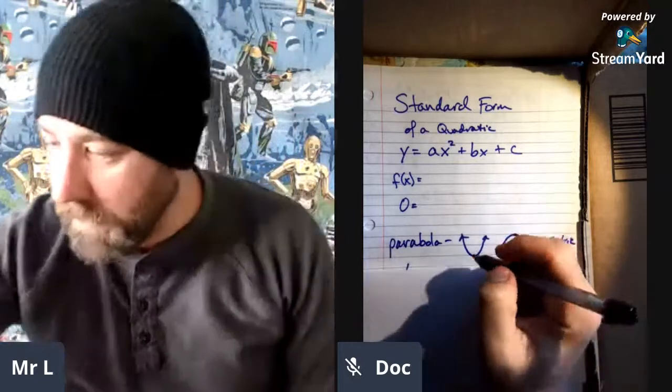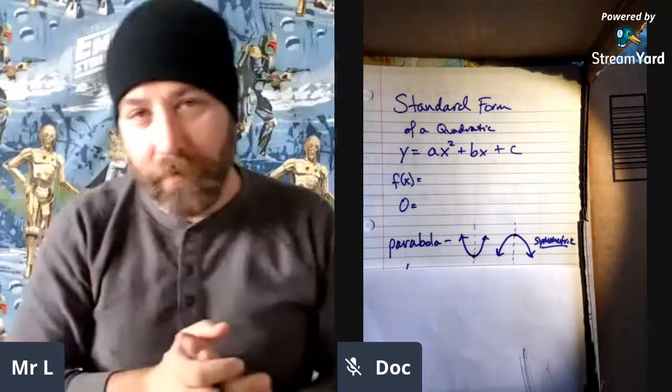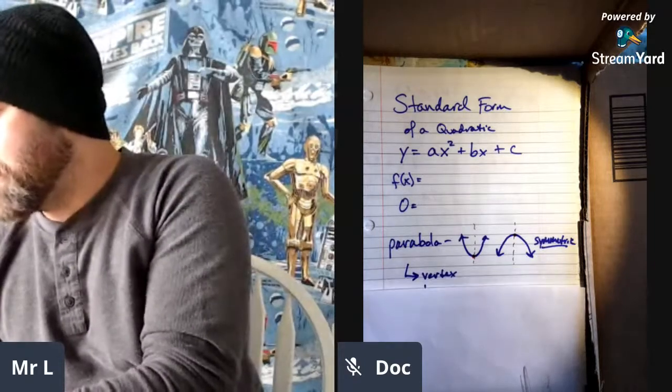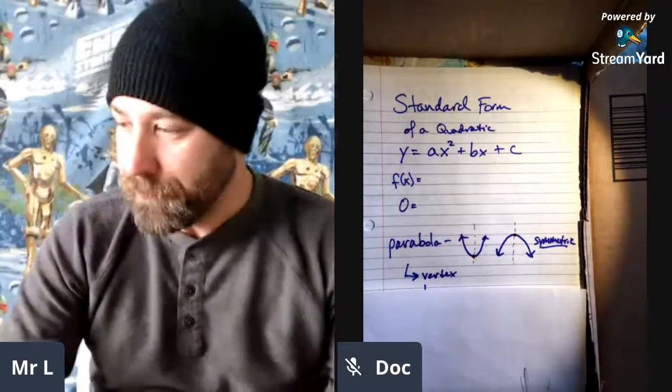Parabolas are also symmetric, which means they have a halfway point that you can fold over, and one side looks just like the other side. A couple of basic things here, and some of you guys know this already, and we've discussed quadratics a little bit before, but now we're into a quadratics unit.